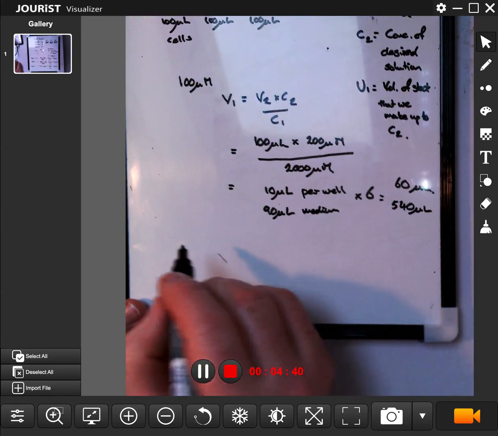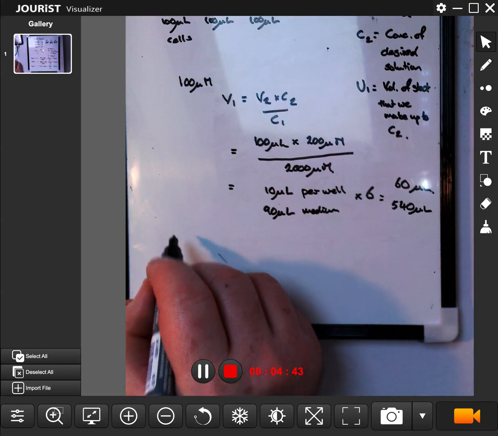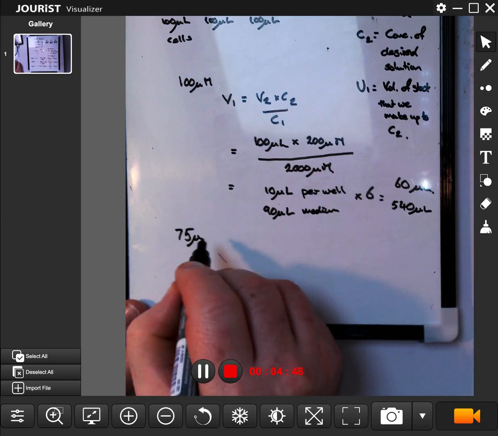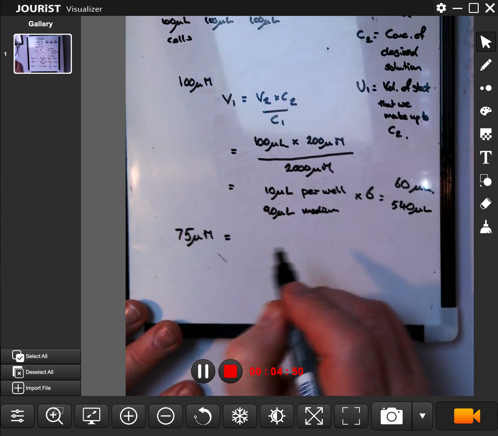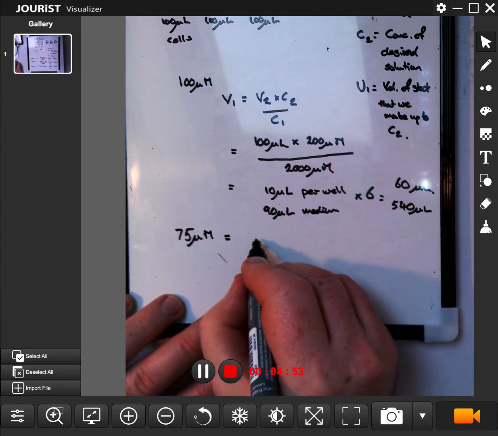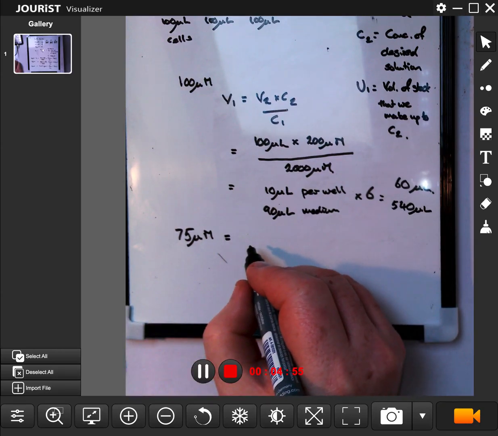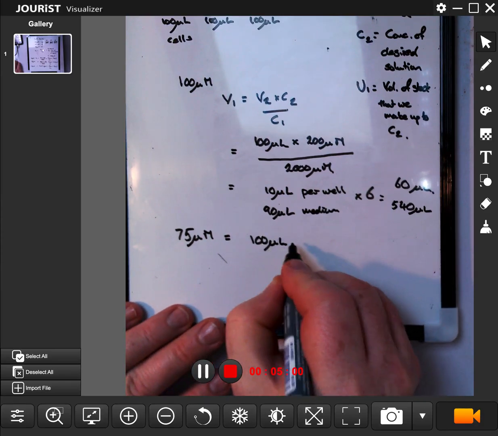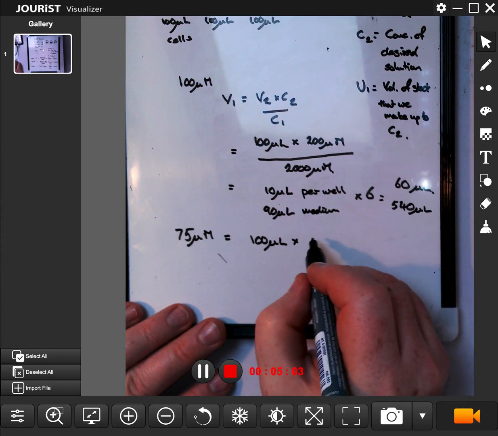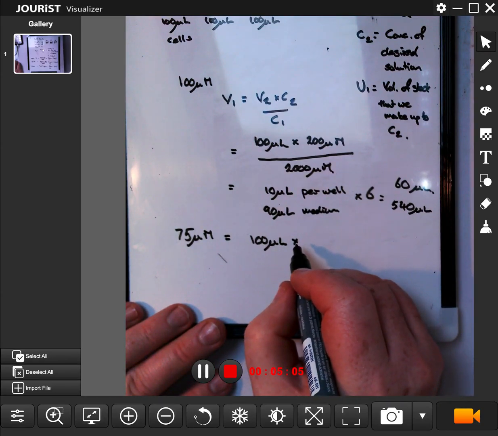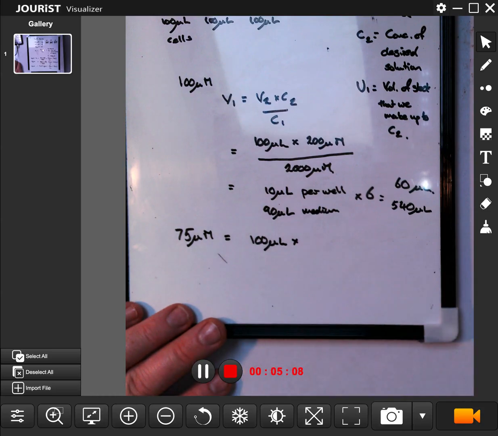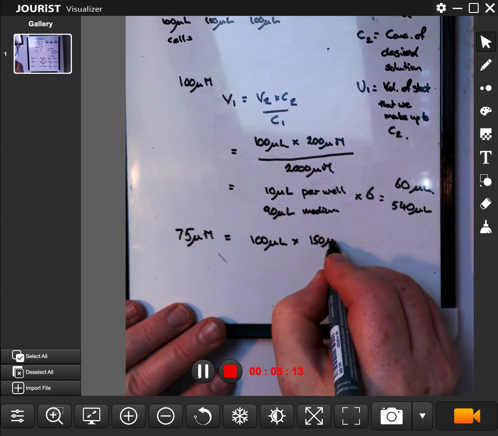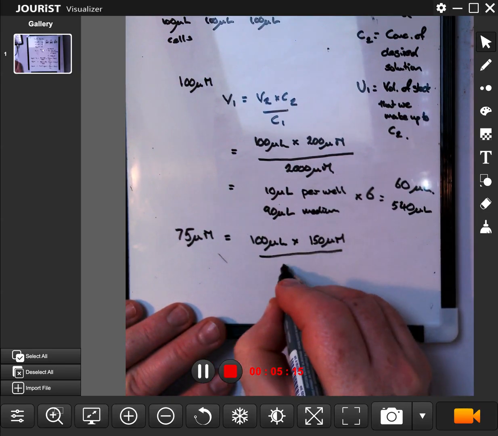I'm running out of space here. So the next one is 75 micromoles. We can easily just put these numbers in now. It's the same V2, the same volume, we still need 100. And the concentration we're going to need is 75 micromoles. However, remember we have to dilute that, so that's going to have to be 150 micromoles, and that's going to be over 2000.